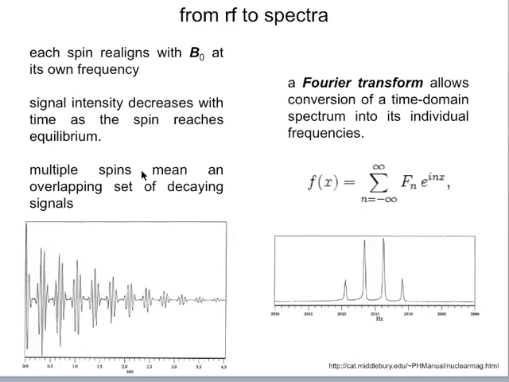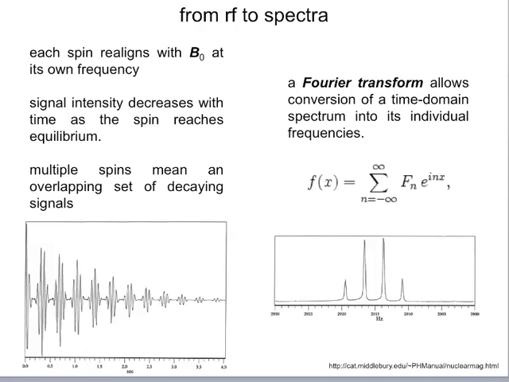Interestingly, if we have multiple spins, then we have a complicated waveform, and that's what we see here, a complicated waveform of overlapping spins. Sometimes they're canceling each other out, sometimes they're enhancing each other, and you can imagine in the case of a protein, when we might have thousands of proton spins with their own individual frequency, we might have a very complicated waveform that we have to interpret.